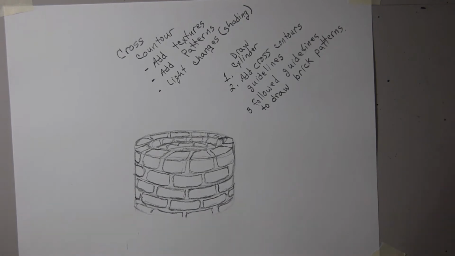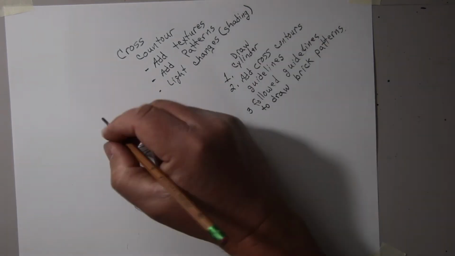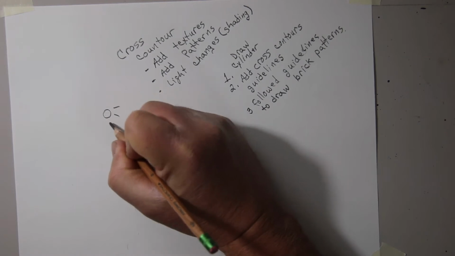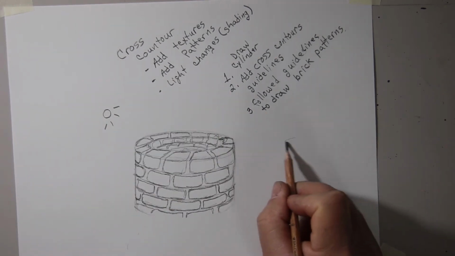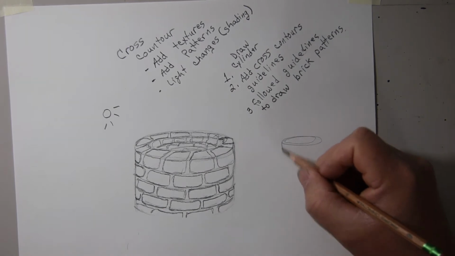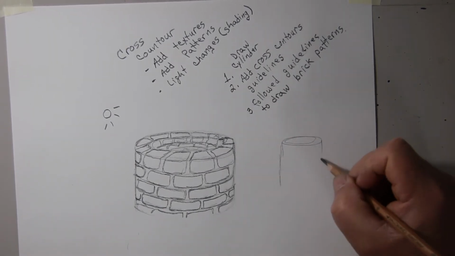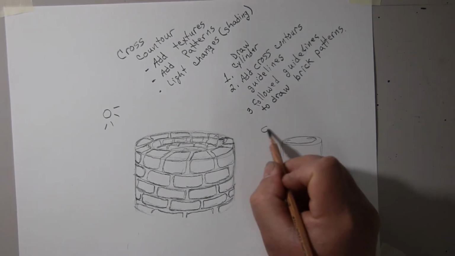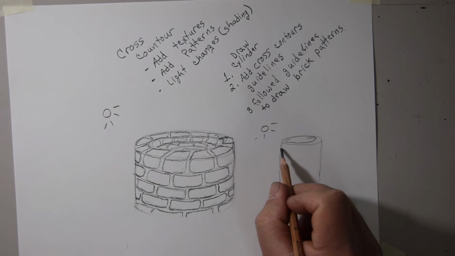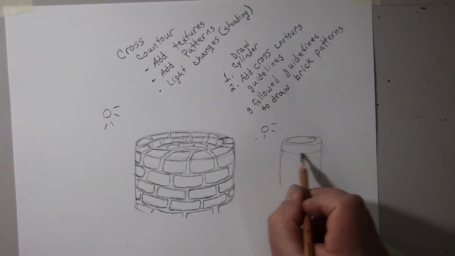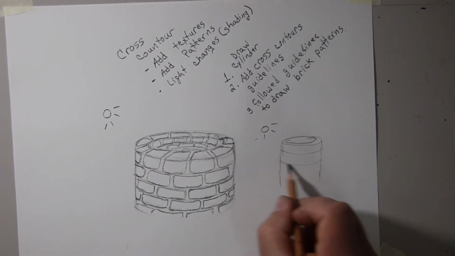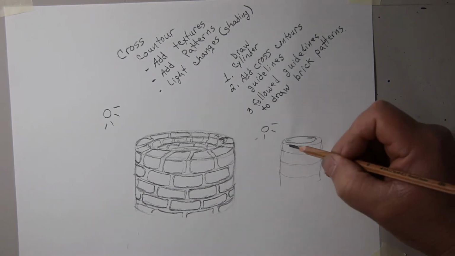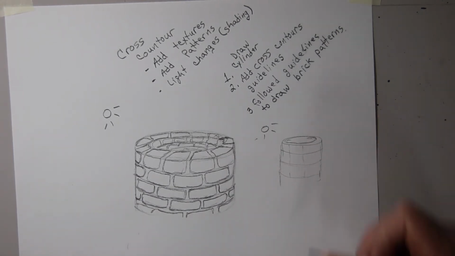Cross contours can also be used to do your shading or to create your value changes. So I'm going to be showing you that on this drawing as well. First thing I want to do is establish where the light's going to come from. I'm going to do a small diagram on the right so that you can actually see what I'm going to be doing to the wishing well. So I'm using my cross contours just like I did on the wishing well. And I've established the same light sources I'm going to be using on the wishing well.